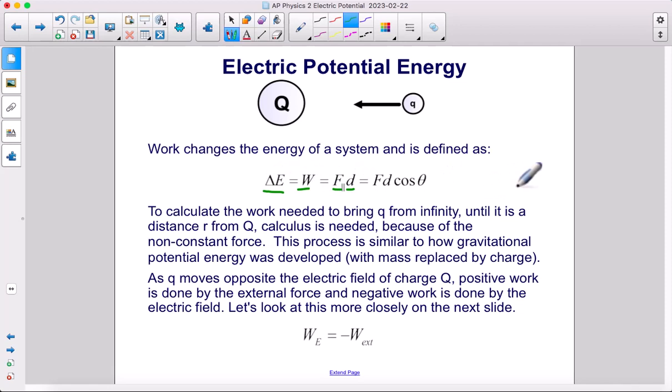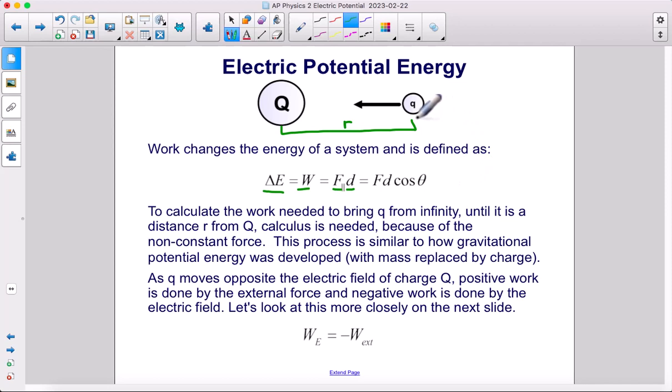To calculate the work needed to bring little q from infinity until it is a distance r from big Q, calculus is needed because of the non-constant force. Remember, as little q gets closer, you need more force to keep pushing it closer and closer. This process is similar to how gravitational potential energy was developed in AP1, with mass replaced by charge.